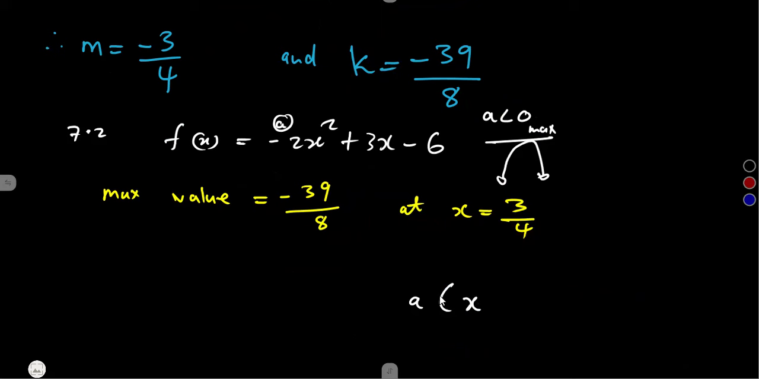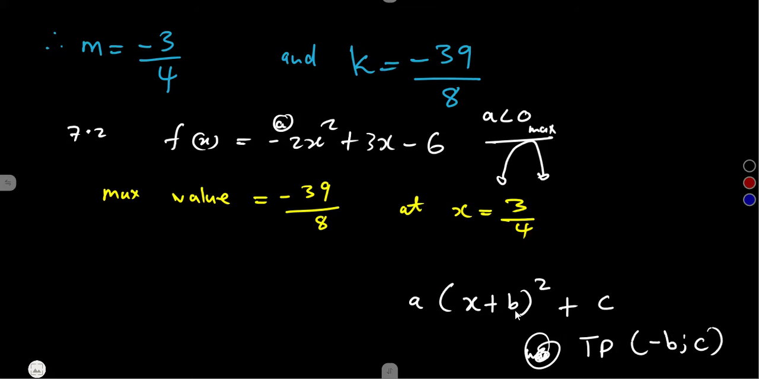But in any format that you can have, let's say here we are given (x plus b) squared, then there's a c here. It follows that at the turning point, our x will be minus b. This will be our turning point. So actually, the turning point, which represents the maximum value or minimum value, will be at (minus b, c) if you have something like this.